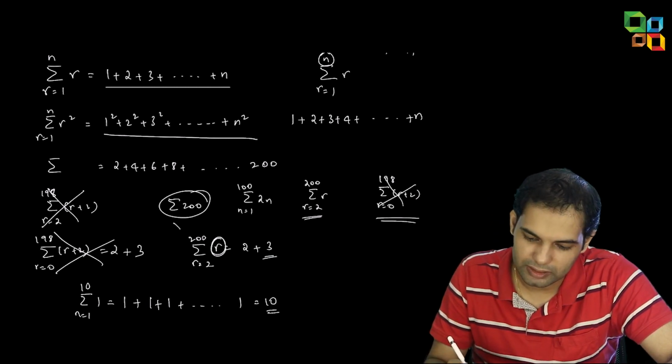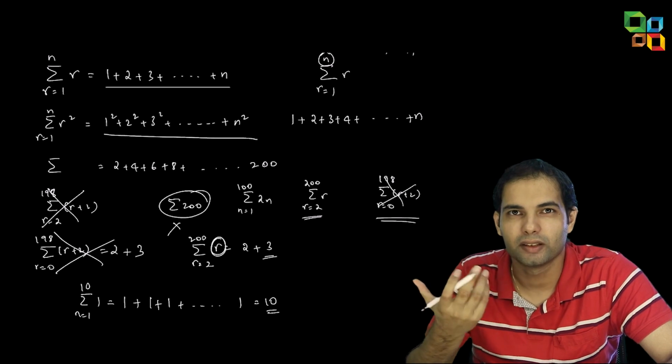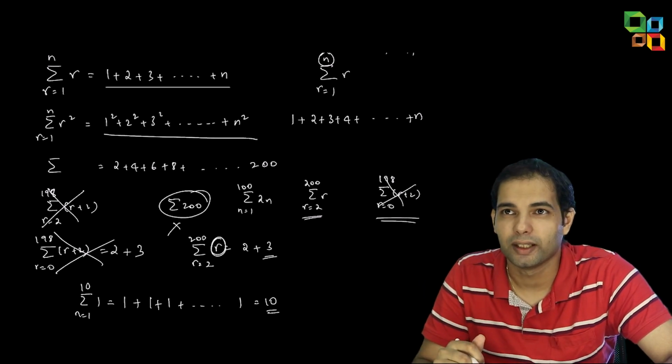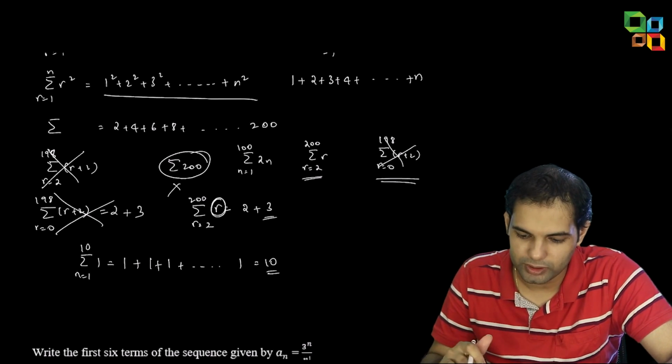But remember, you can't simply write summation 200. Or at least mention the limits. From where to where? Otherwise, what will I add? How many numbers will I add? Right? Okay. Usually they use this summation.